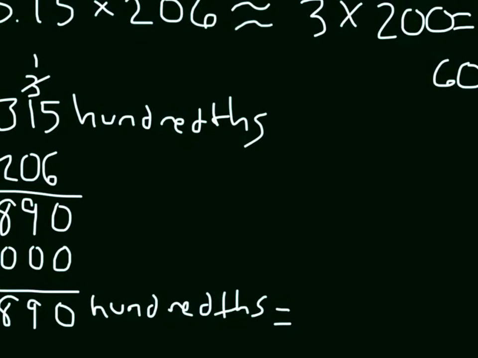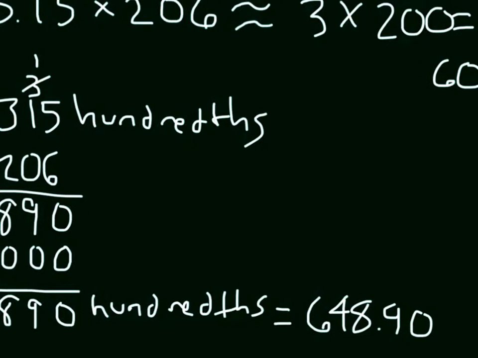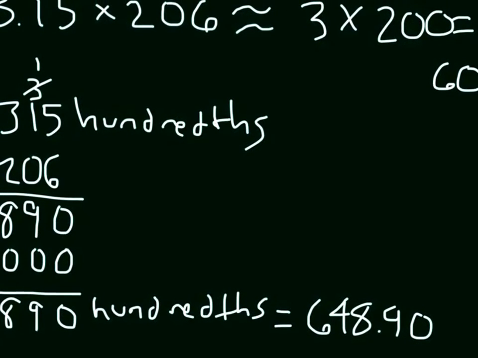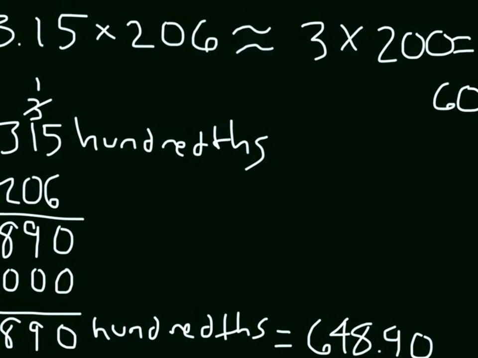So that equals 648.90. And so that estimate of 600 also helps me to place that decimal point there. 648.90 is my product for 3.15 times 206.